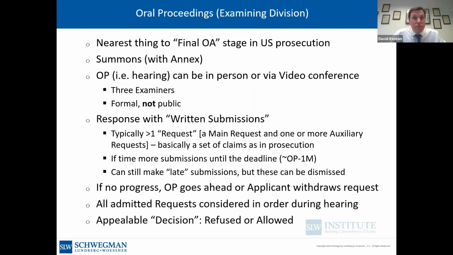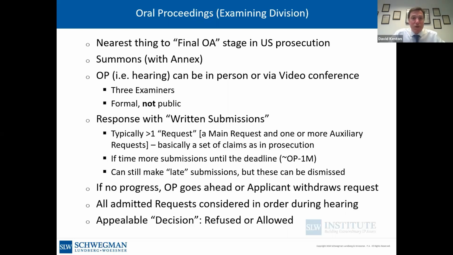But sticking to the one case of oral proceedings, one would respond to the summons with at least one set of written submissions. Typically that written submission is just like a normal response, but attached to it will be not just one set of claims, but potentially more than one. We call them requests. So I've put inverted commas around written submissions, and around requests. These are terms of art, the jargon terms that we use to refer to these processes. So that's why they're generally capitalized.